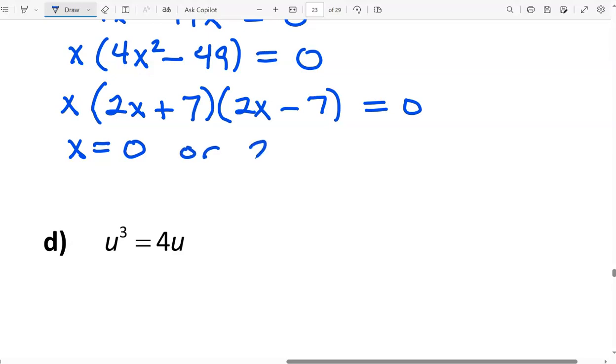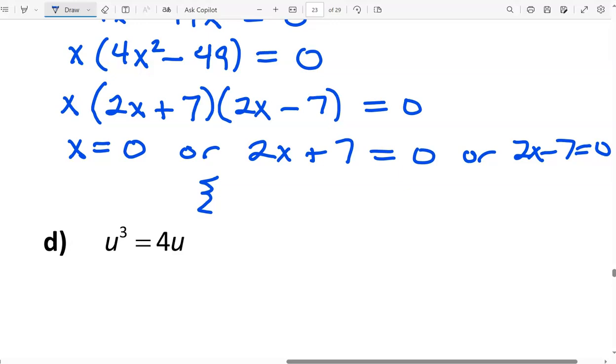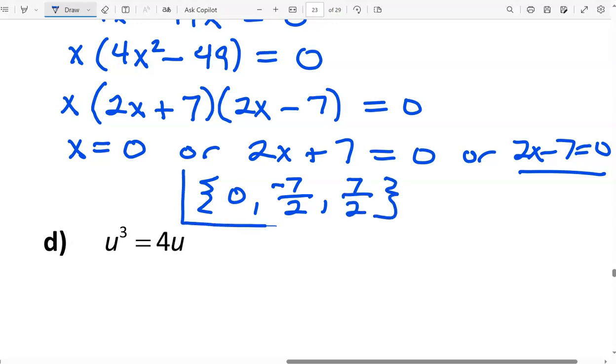So either the first factor is 0, or the second factor is equal to 0, or the third factor is equal to 0. One of our solutions is 0. If 2x plus 7 is 0, we're going to find the solution by subtracting 7 and dividing by 2. That gives us a negative 7/2. And our third solution is found by, in the third equation, adding 7 and dividing by 2. So that's positive 7/2. So there are three solutions to this equation.